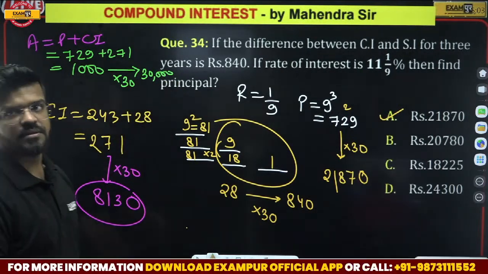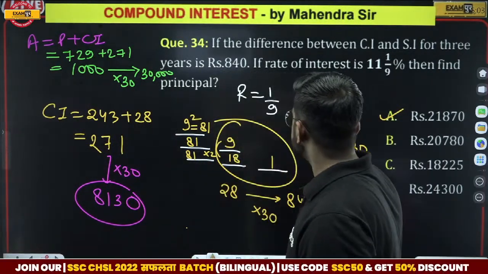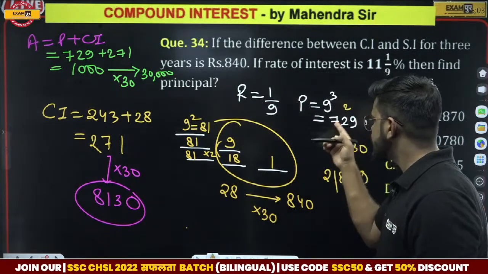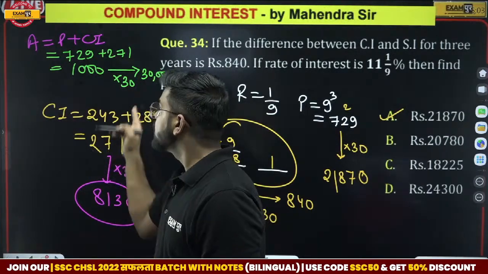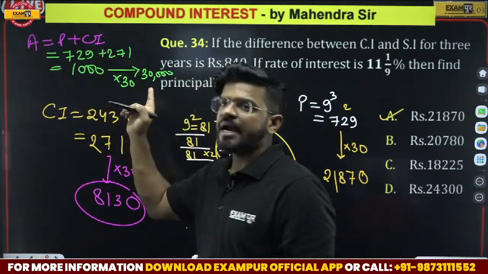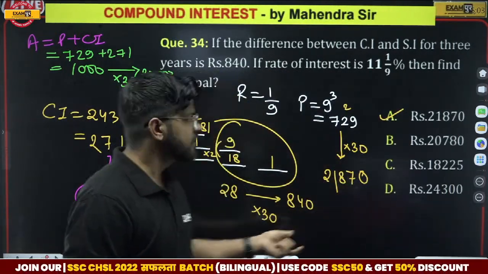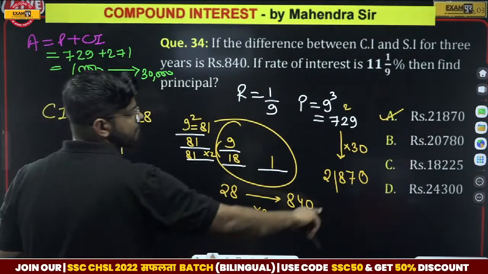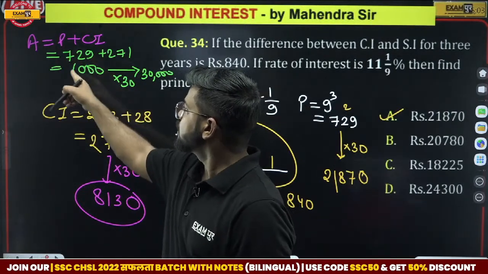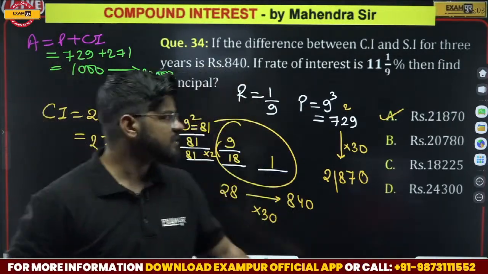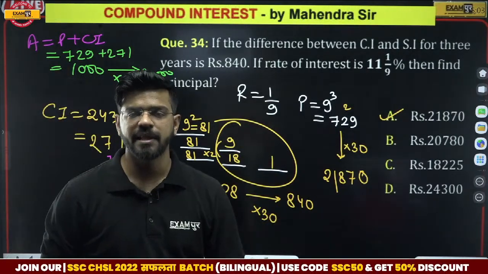My answer is 30,000. This is how you have to calculate. You have to calculate in the ratio method. Here, P is my 729 and I have calculated CI as 271. First add these up and then multiply by 30. Otherwise, you first multiply each by 30 and then add both, which will be time consuming. You have to directly calculate the A by using these ratio values, then multiply by the multiplying factor.